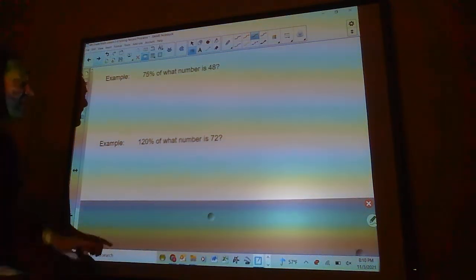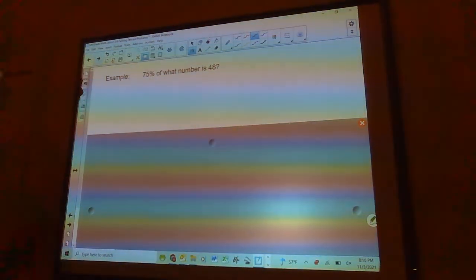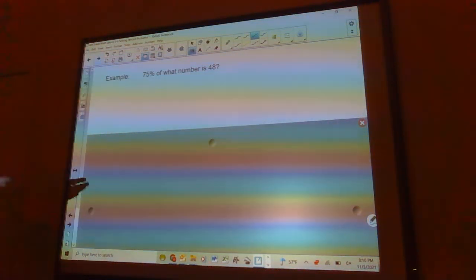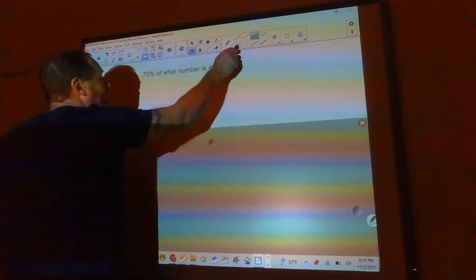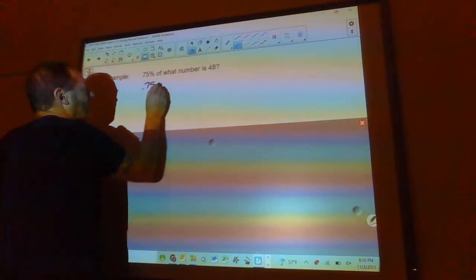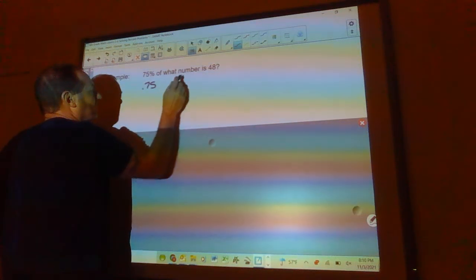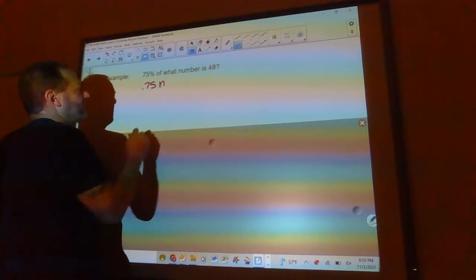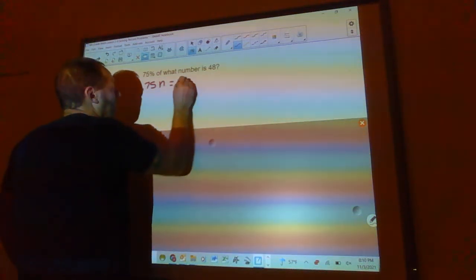All right, 75% of what number is 48? Now, this is just like the last ones, except the order is different. So on this one, 75%, 0.75, "of" means times. "What number" is going to be my variable, so we can call it n. So 0.75 times n is 48.